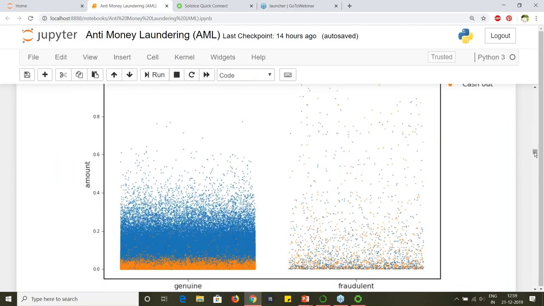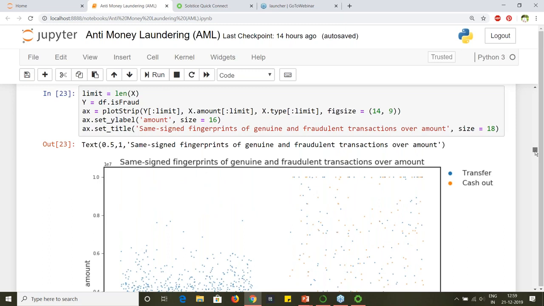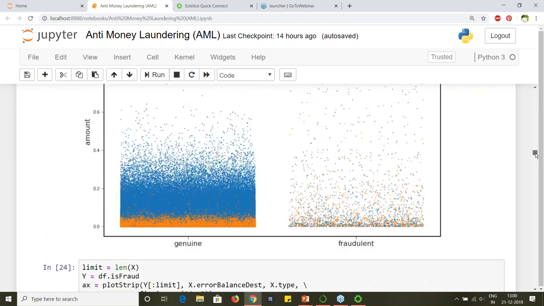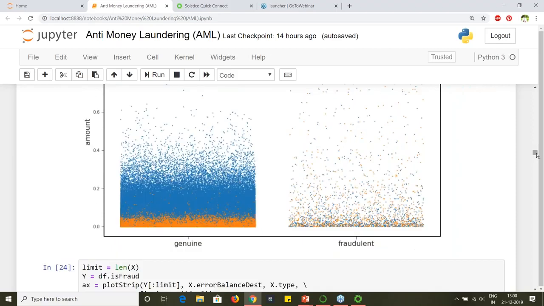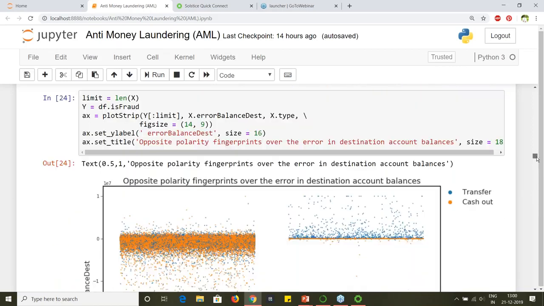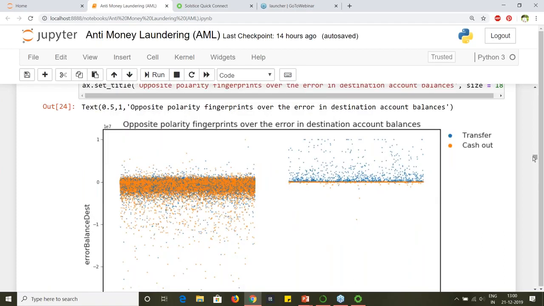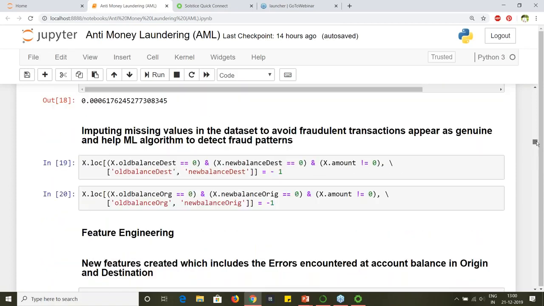Yeah, I have generated a strip plot. Blue represents transfer and orange represents cash out. So here we can't see any kind of pattern as such. Orange represents this one, yeah, cash out. In this we can say the cash out amount is pretty less compared to transfers. It doesn't carry that much, like 1 crore.